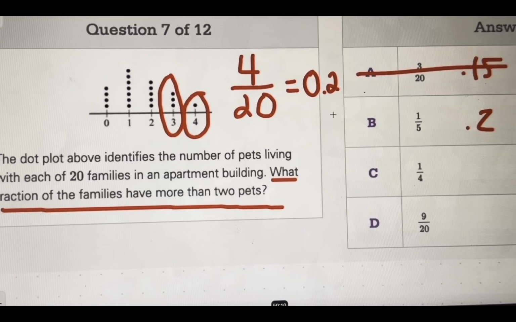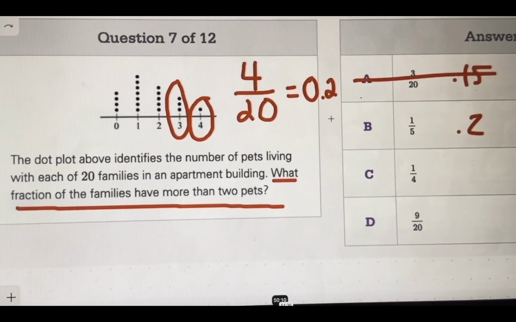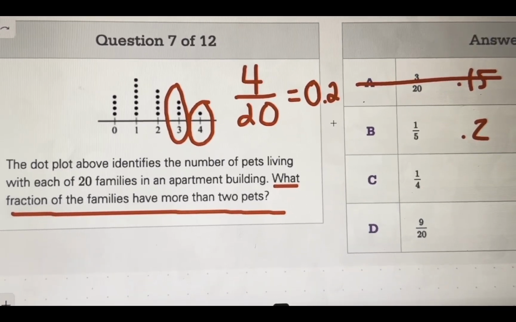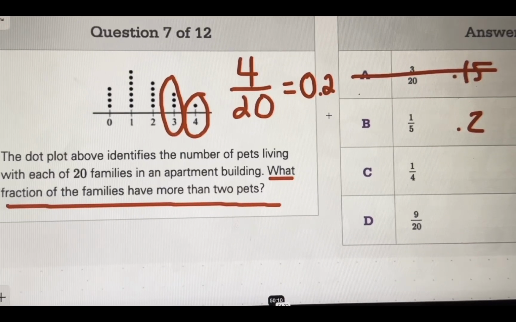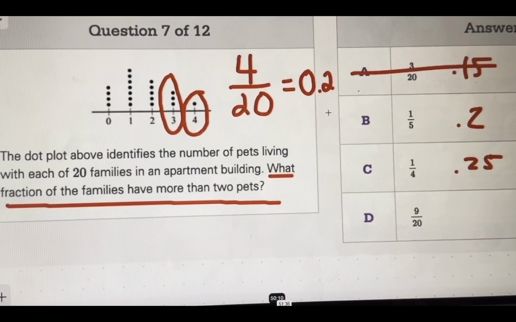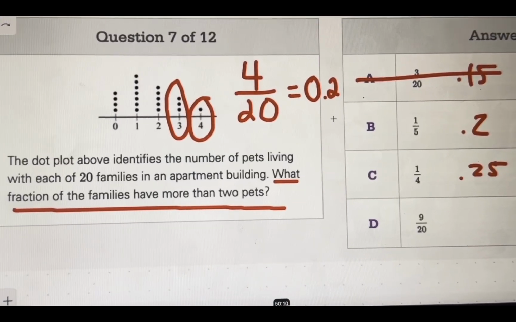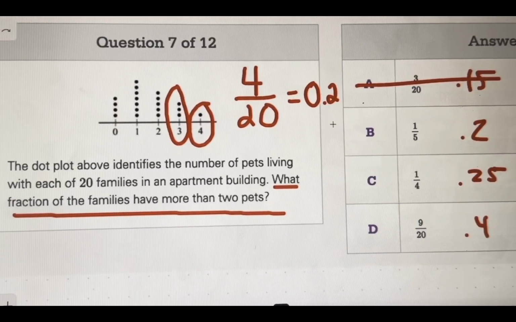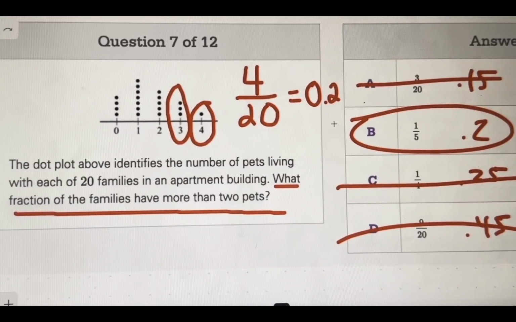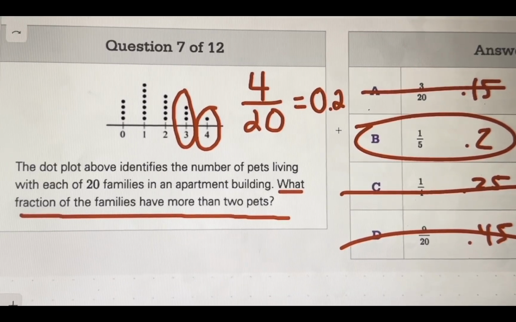What's 1/4, answer choice C? What is 1 divided by 4? 0.25. What about answer choice D? 0.45. There you go.